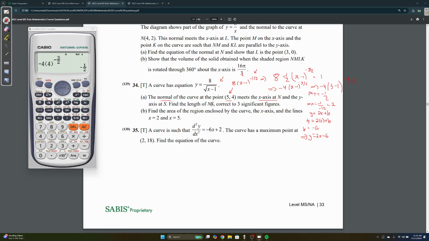Remember, we're talking about the x-intercept and the y-intercept. At the x-axis, y is equal to 0. So let's find the x-intercept. 2x minus 6 equals 0. So you get x is equal to 3. So your first point is (3, 0).